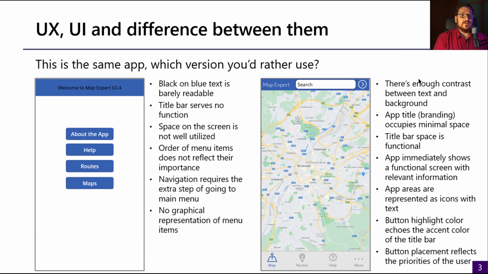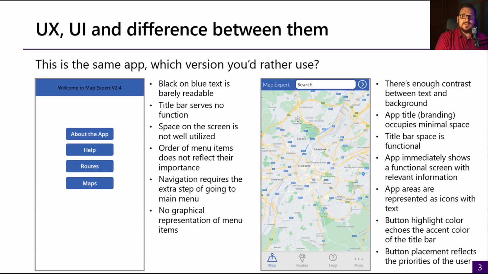First of all, there's enough contrast between the text and the background, right? So white on dark blue is much better than black on dark blue. The title of the app doesn't take as much space as before. The app immediately opens showing a functional screen, the map.